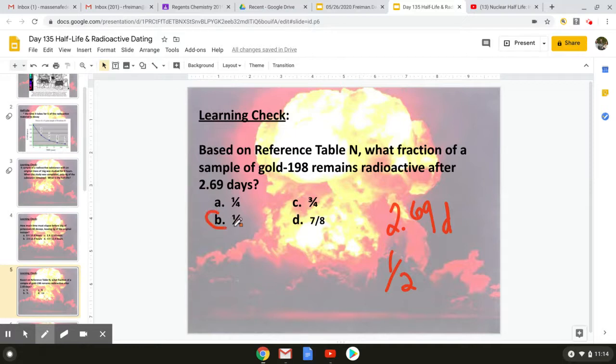Hands up for B. It's a half, because you start off with a whole sample. Like, say you had a piece of paper, a nice rectangle, and in 2.69 days, half of that paper becomes stable. All of this that I've colored in down here has become the stable daughter isotope during those 2.69 days. So that leaves 1/2 remaining radioactive, and it took one half-life.